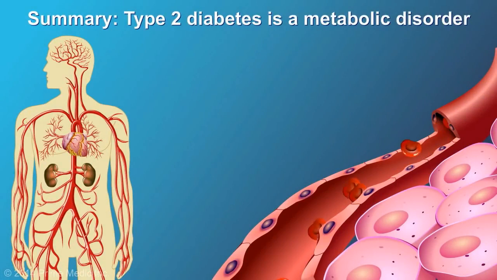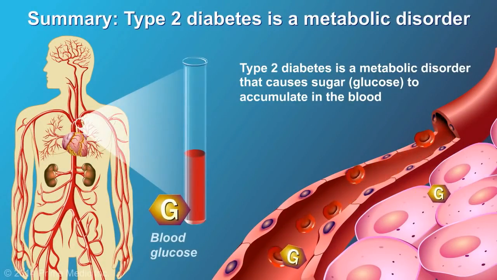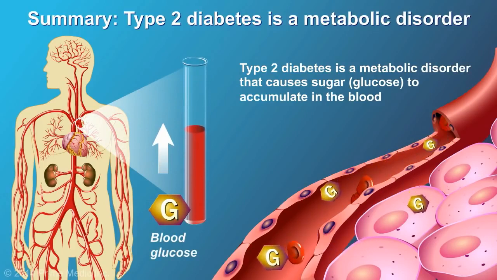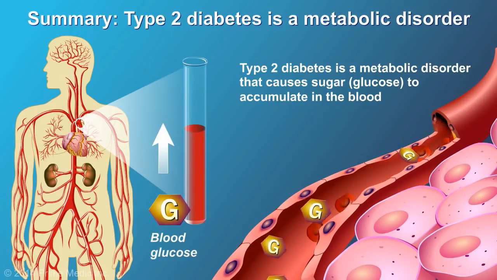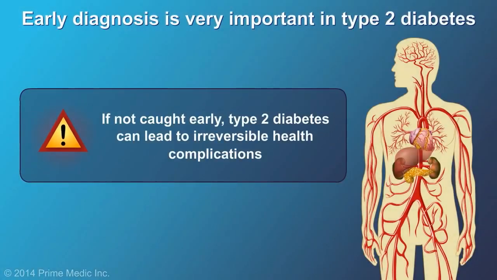In summary, type 2 diabetes is a metabolic disorder. It causes sugar, in the form of glucose, to accumulate in the blood rather than being used as fuel for the cells in our body. If not diagnosed and treated in a timely manner, type 2 diabetes can lead to many health complications.